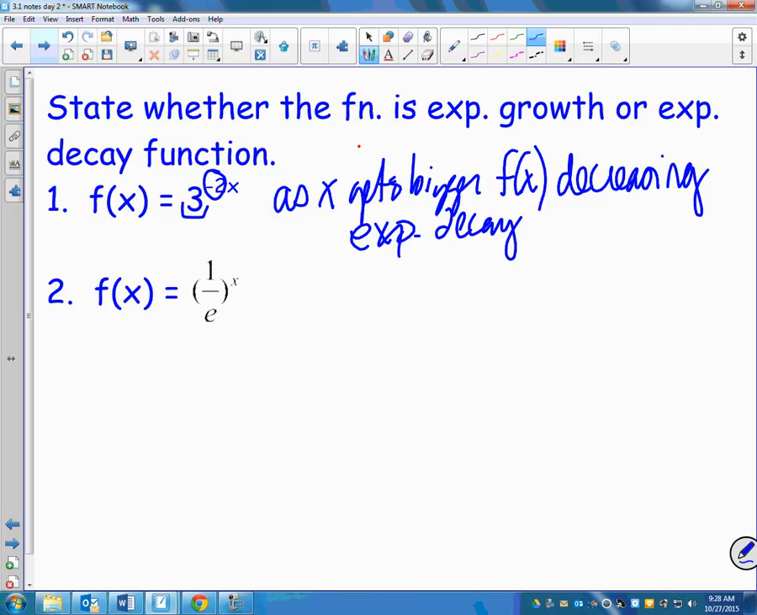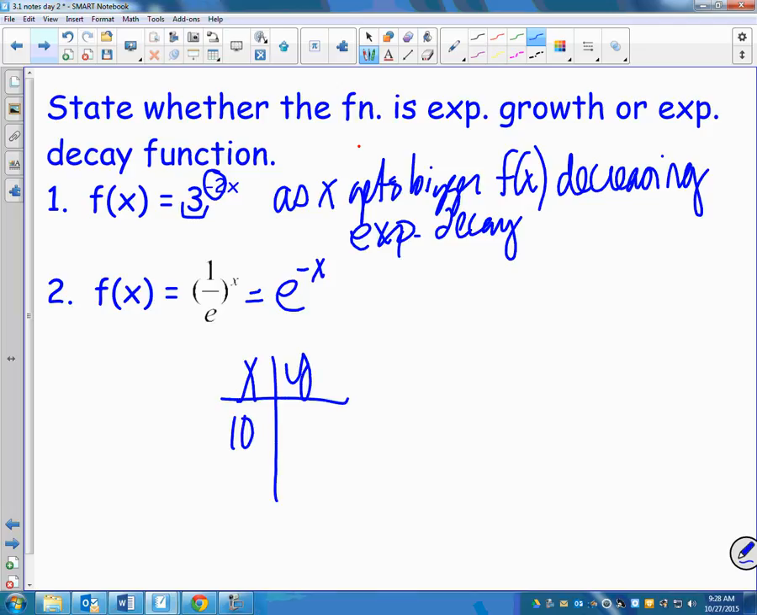Could I rewrite 1 over e as an exponent instead of as a fraction? What would that be if I wrote this as e to the negative 1? So that would be the same as e to the negative x. If you write it like that, does that help any? Does that make you think growth or decay? That still doesn't help. Pick some numbers.